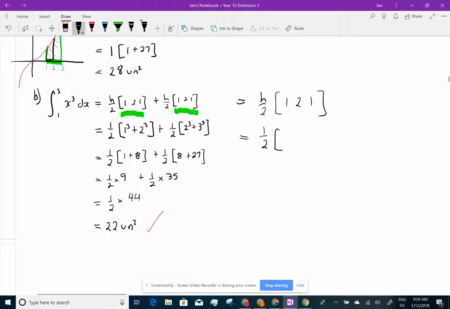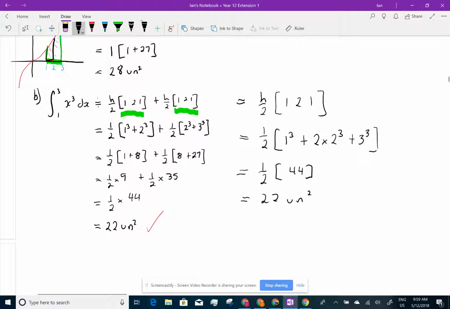And then I've got the first one cubed, 1 cubed. And then I've got this 2. I'm going to go 2 times the next number. Oh, that's 2 cubed, the next function value. And then I've got 3 cubed is the last one. And if I do that, I get half times 44, which is 22.